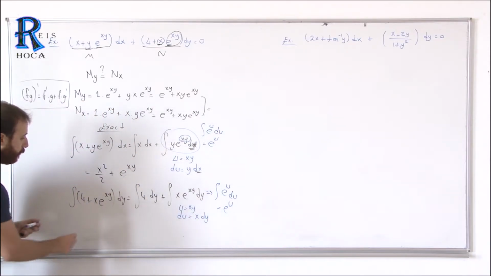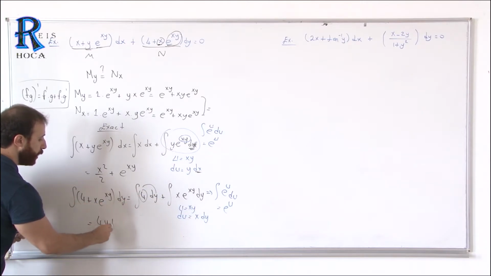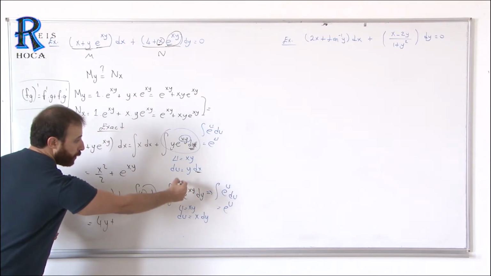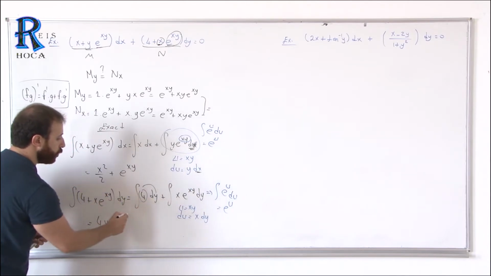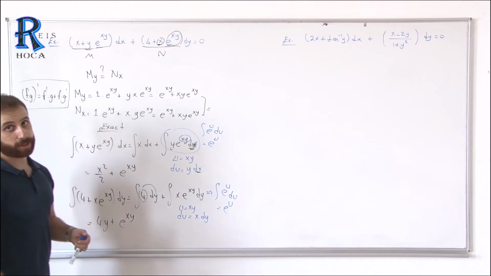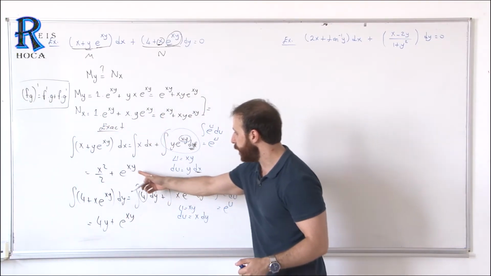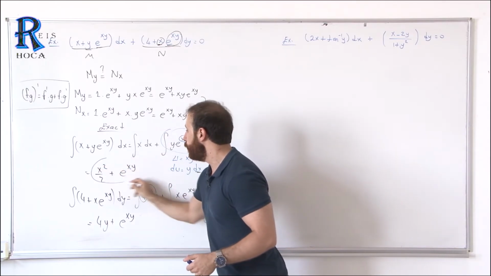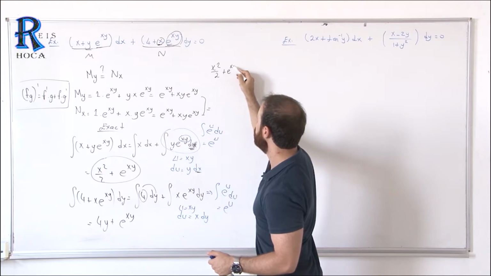So this integral will be 4 times y plus the integral of the second part, exponential u. Instead of u, we know what u is: xy. We found the second integral. So what does the technique say? Write the first integral result. First integral here: x square over 2 plus exponential xy.